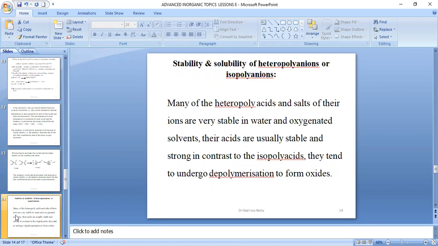Stability and solubility of the heteropoly anions and isopoly anions. Many of these heteropoly ions and salts of their ions are very stable in water and oxygenated solvents. Their acids are usually stable and strong in contrast to the isopoly acids. They tend to undergo depolymerization to form oxides.